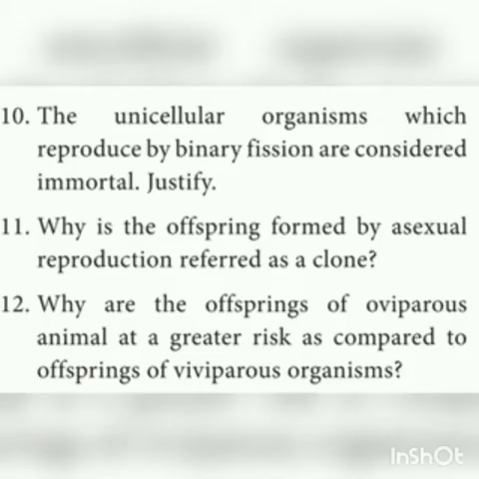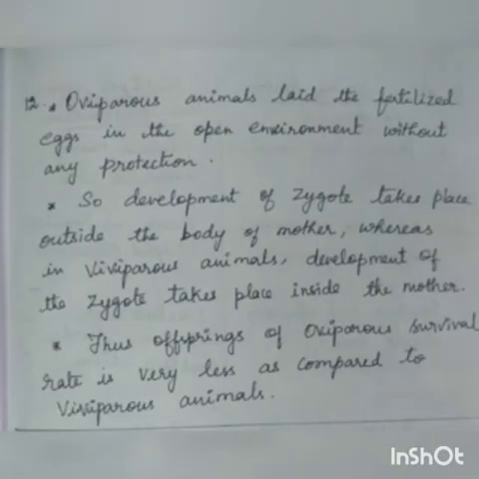12th one, why are the offspring of oviparous animals at a greater risk as compared to the offspring of viviparous animals? Oviparous means egg laying, viviparous means giving birth. So the oviparous animals lay the fertilized egg in the open environment without any protection. So they lay eggs somewhere. The development of the zygote takes place outside the body of the mother. So the mother only protects the baby or the offspring.